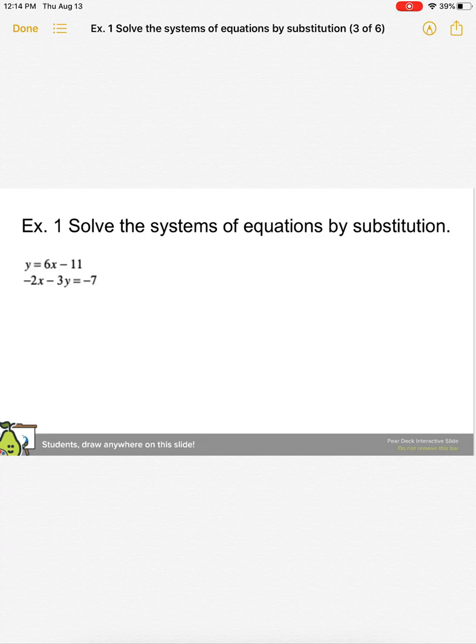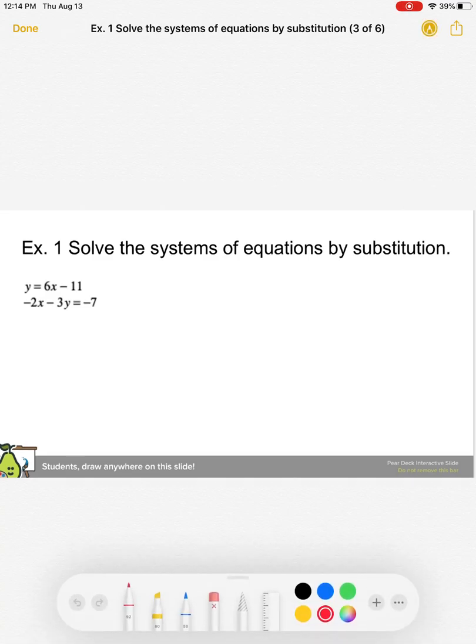Next slide, now we're going to try one. Okay, I'm actually going to have you write on this one with us. Solve the system of equations by substitution. So, step 1 is to isolate a variable. Well, they already have y by itself. So, since y is by itself, we're going to substitute this whole thing in place of the y in the other equation. So it will look like this. Negative 2x minus 3, parenthesis, 6x minus 11 equals negative 7.